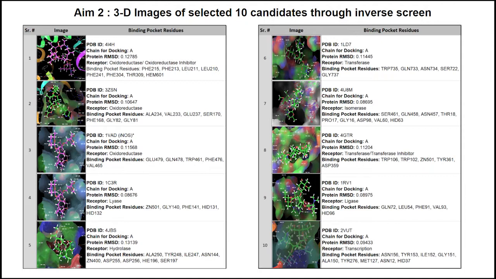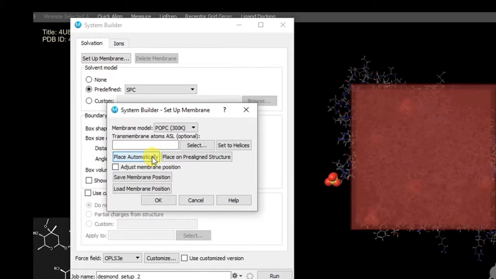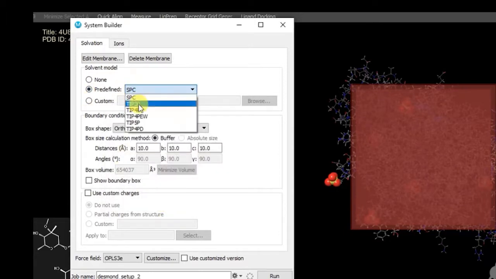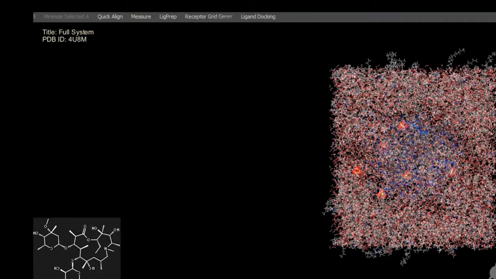The third aim of this study is to take these top 10 proteins and narrow them down to the top 3 candidates using molecular dynamic simulations. Here you can see the procedure that has been followed. The system is being loaded and built by adding a membrane to the protein and is then further solvated by TIP3P water models.